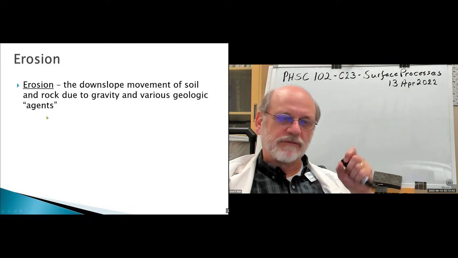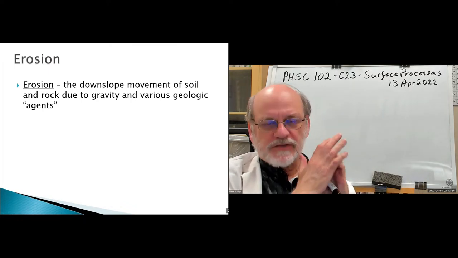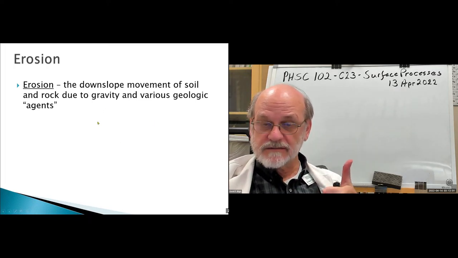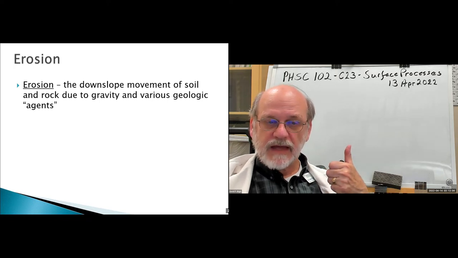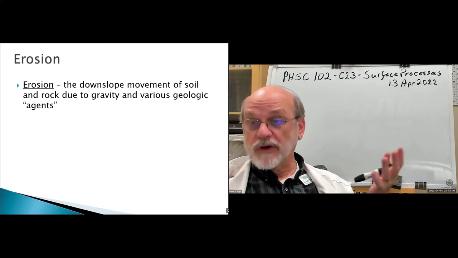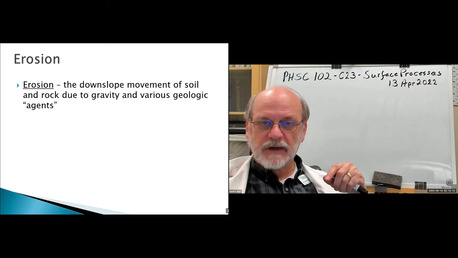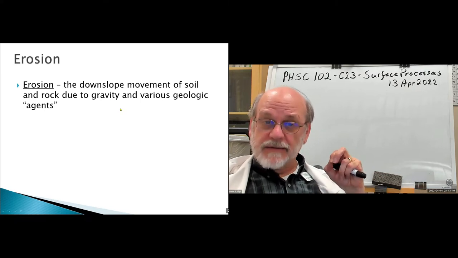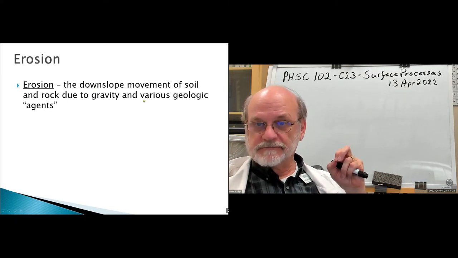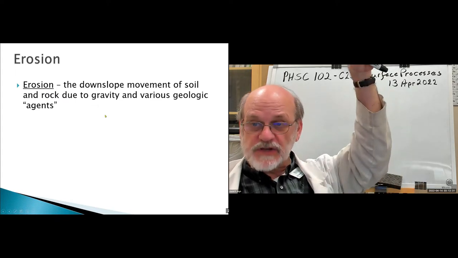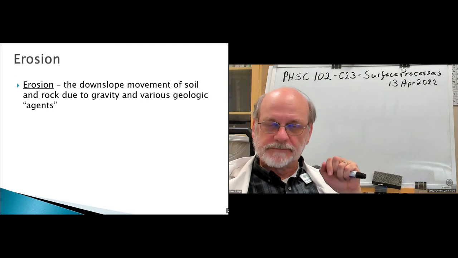Now, let's go back to erosion. Erosion is a physical process, and it involves the effect of gravity, for certain, and other types of agents, which could be water, could be wind, could be other soils, could be other particles under the influence of gravity, helps erode. And it's typically the downslope movement of either the formation of soil or rock on an elevated position that moves downslope.